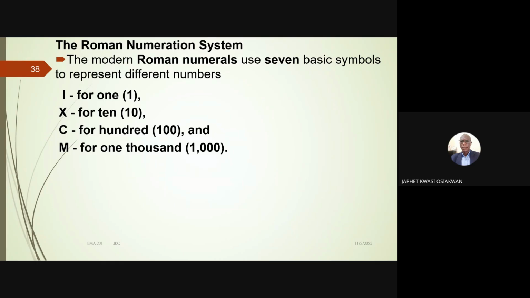Some people are just there. They don't even have a pen. They don't have paper. They're just there. Okay. Write these numerals down.